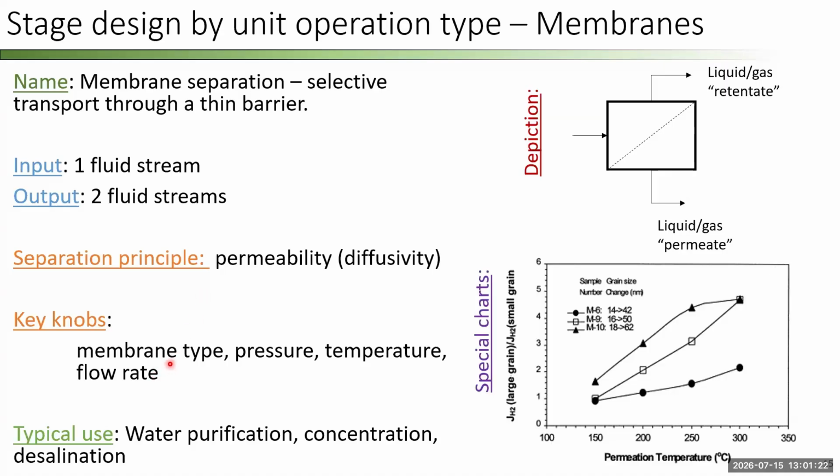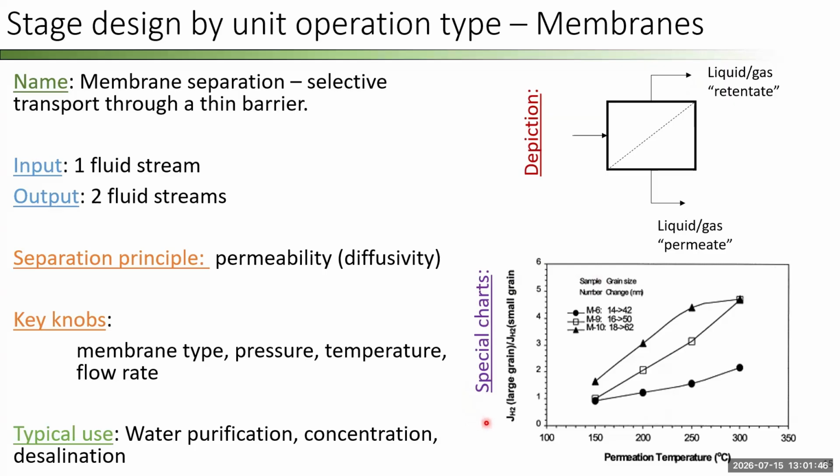We can control this by controlling what that membrane is made out of and how it's constructed. We also can control based on how hard we push, the temperature of the system, and then how quickly things move through the system. This is often used in purification steps, concentration type steps.